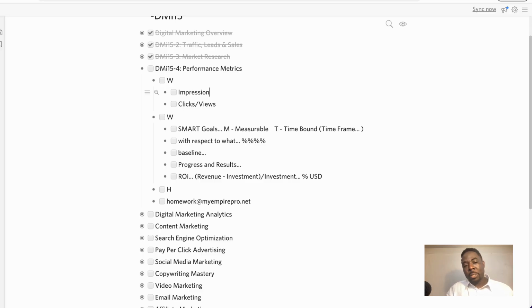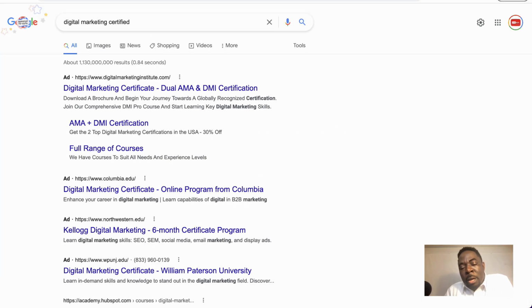Sometimes impression is used as page view, right? But a page view is a page view. A page view is a little bit different from impression. Impression is the fact that I'm able to see this right now on my screen.